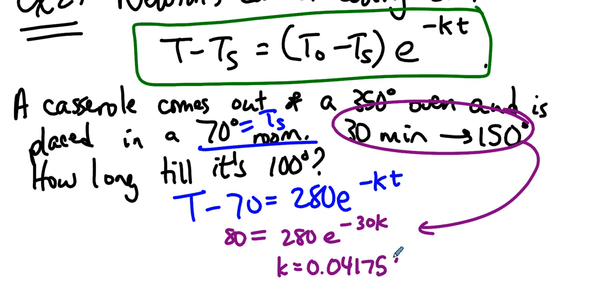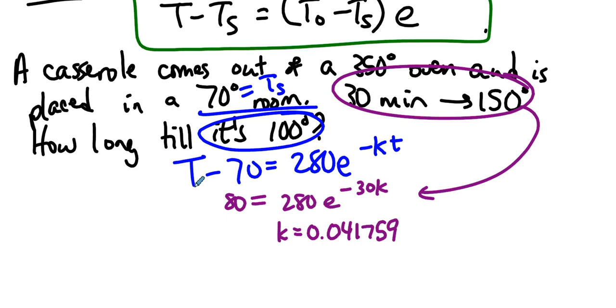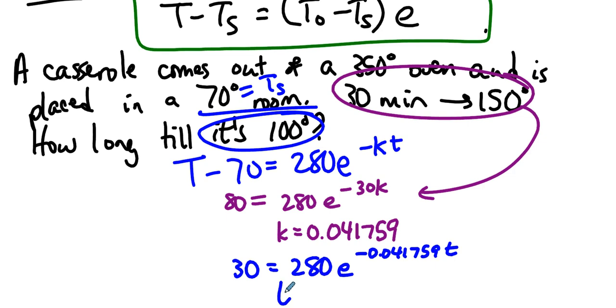0.041759. Well, what are we looking for? We're looking for the time when the casserole is 100 degrees. Well, when it's 100 degrees, 100 minus 70, which is 30, equals 280 e to the negative 0.041759 times t, and that can be solved to figure out that it happens 53 minutes after we take it out of the oven, or 23 and a half more minutes after it's 150 degrees.